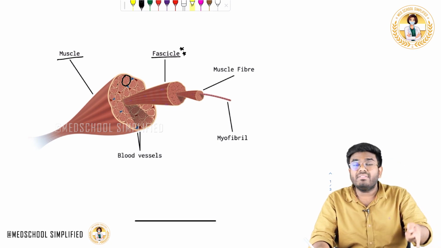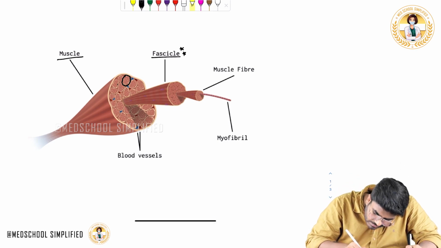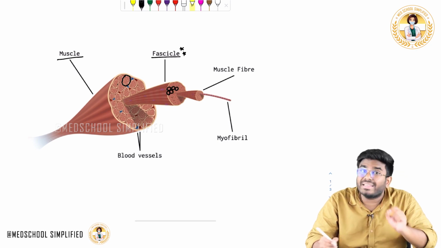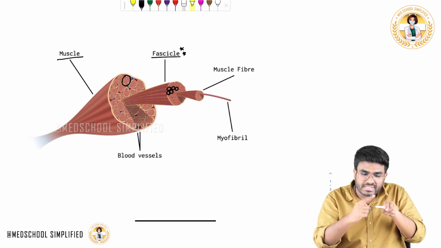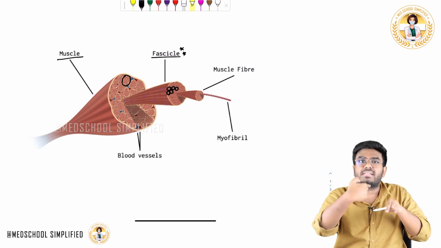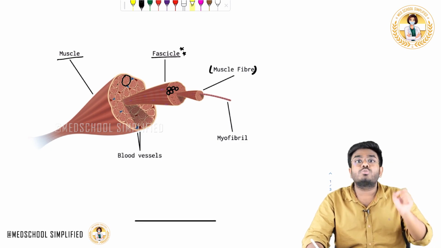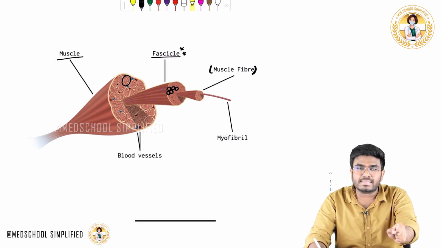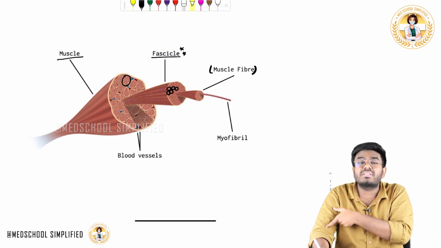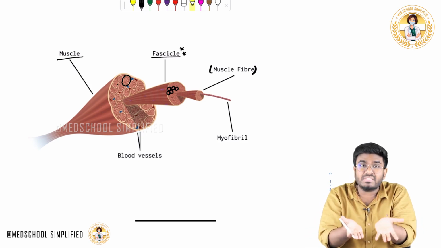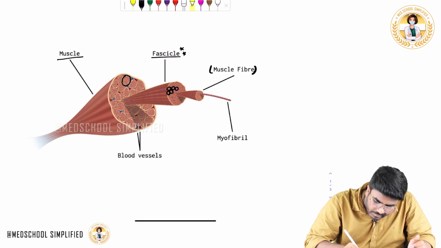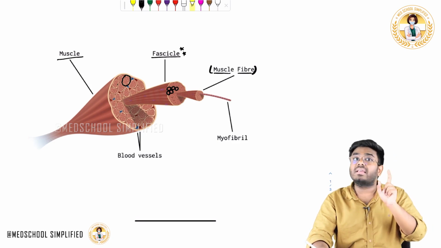Now, even inside the fascicle, there are many cells present. These are actually the cells. These cells are called the muscle fibers. So, muscle fibers are the real cells of a muscle. Inside a muscle, there are many muscle fibers. So, these muscle fibers are the real cells.